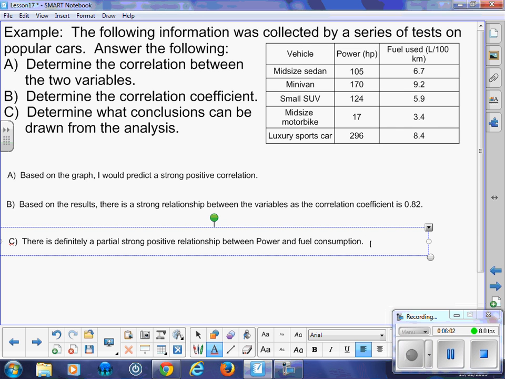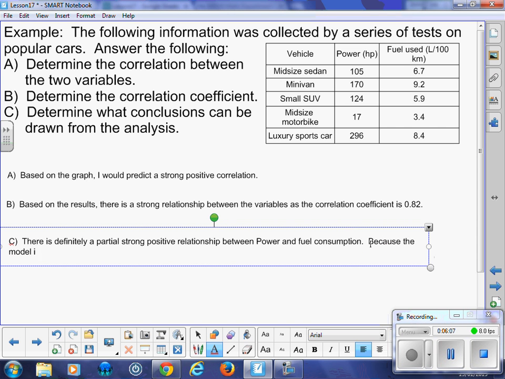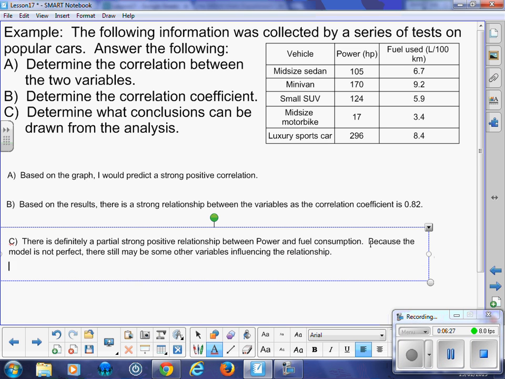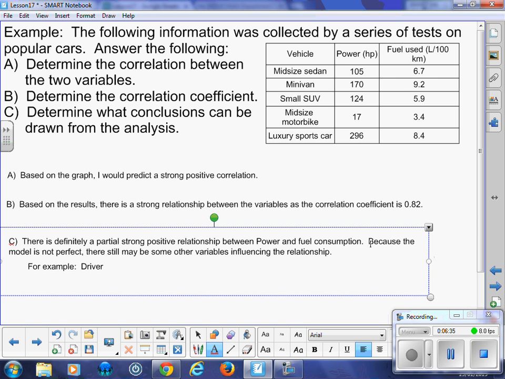And there could be other factors because it's not perfect. Because the model is not perfect, there still may be some other variables influencing the relationship. So for example, what could we have? Well, the driver could be a factor. If you have different drivers, that could influence the results.